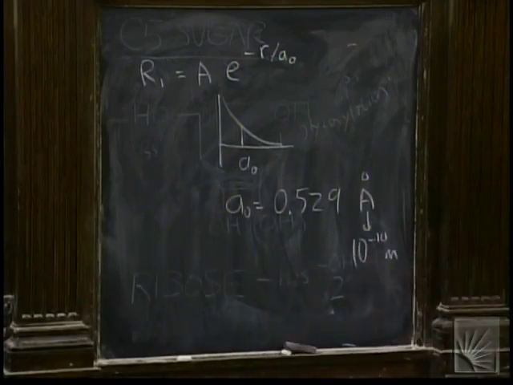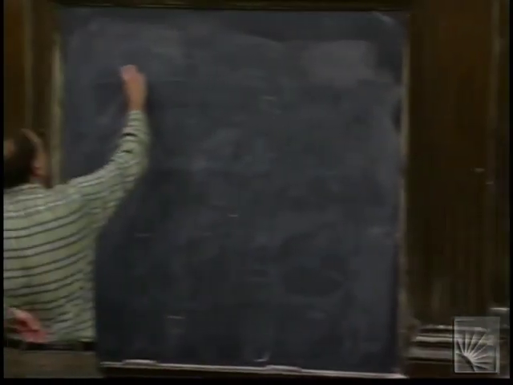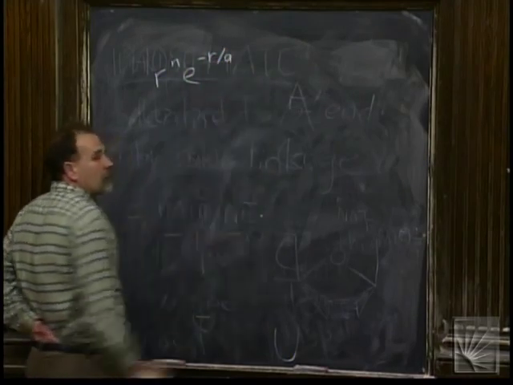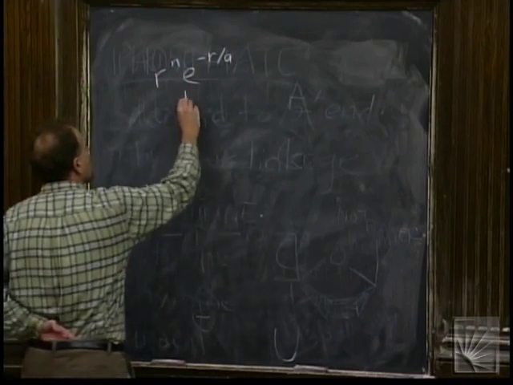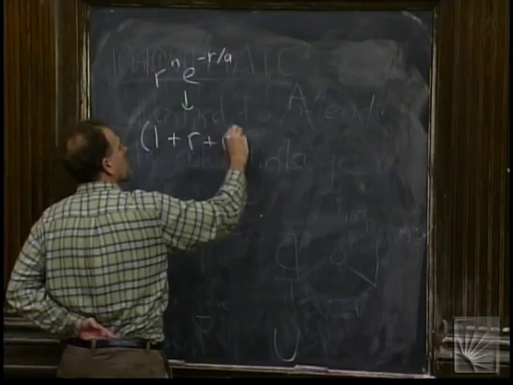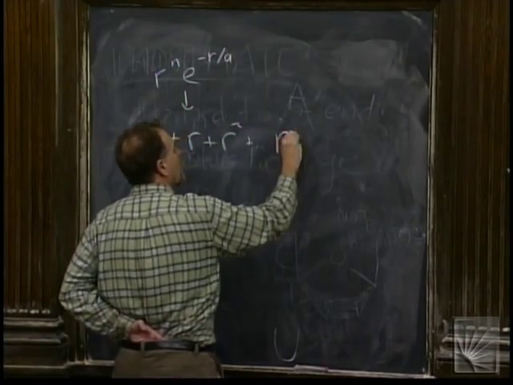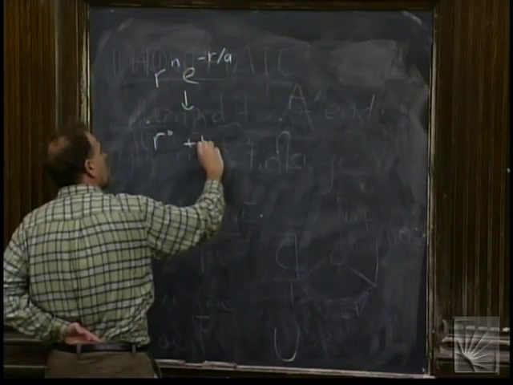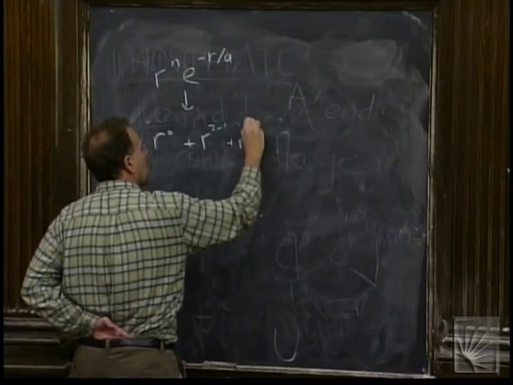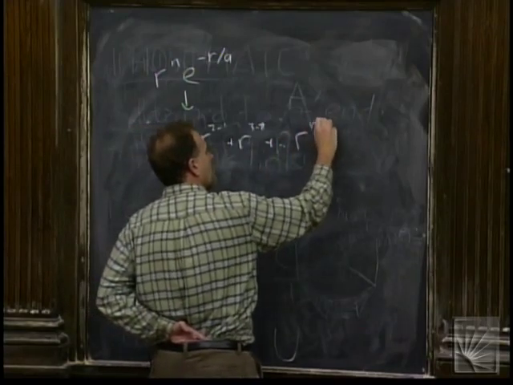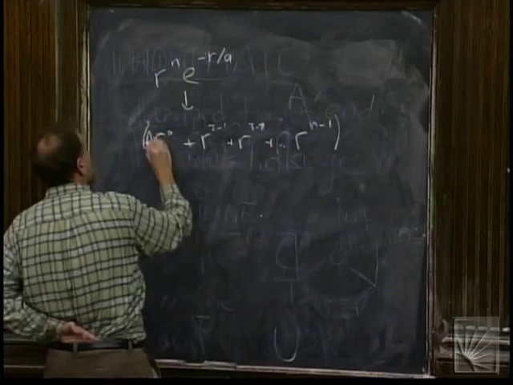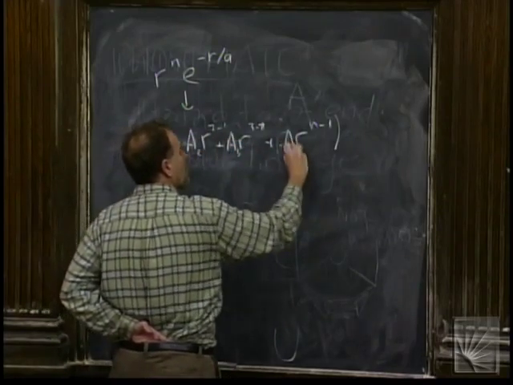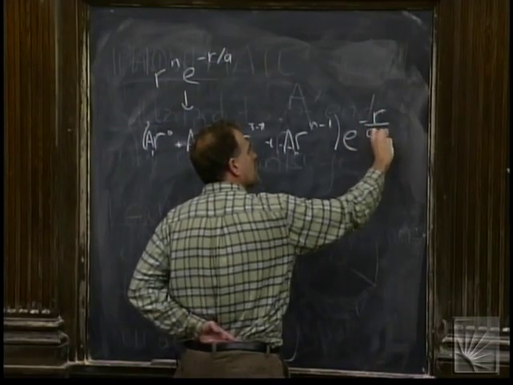Okay, so now to comment a little further on these solutions, I said that in general, you might expect solutions of the form r to the n, e to the minus r over a. If you play with things, it turns out you can write down solutions of the form r to the 0 plus r to the 1 plus r squared, dot, dot, dot, up to r to the n minus 1, each with some coefficient, a1, a2, a3, dot, dot, dot, an, times e to the minus r over n a0.